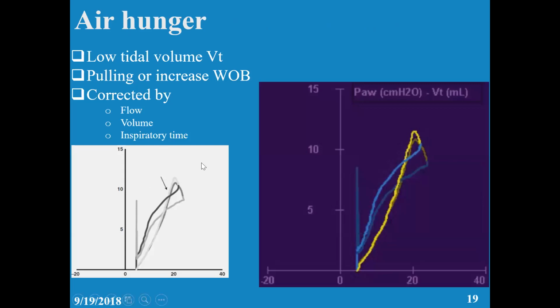Air hunger. Get more pressure, no volume. Look at the pressure, look at the volume. Now we are reversing, remember the orientation, okay? So we are getting very high pressure, but getting less volume. Air hunger. How do we improve it? Increase flow, we increase the tidal volume, and we tell the patient to take a bigger breath by increasing the inspiratory time. Air hunger, more pressure, less volume. Okay, low tidal volume, the measure. Increased work of breathing, more pressure, less volume. Clear?